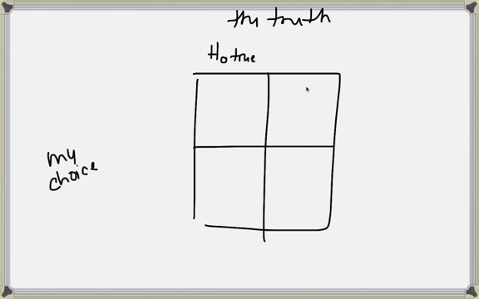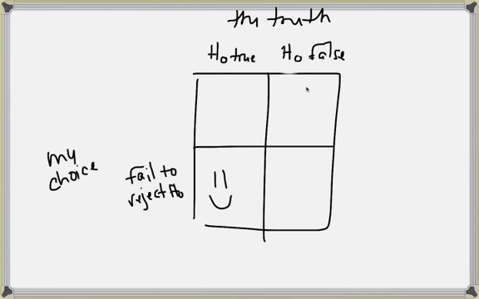If H sub O is actually true, what we want to do is fail to reject H sub O. And that's good. That means no error has occurred. Now, the other outcome where no error occurs is if H sub O is actually false and we decide correctly to reject H sub O. That's good. No error has occurred.